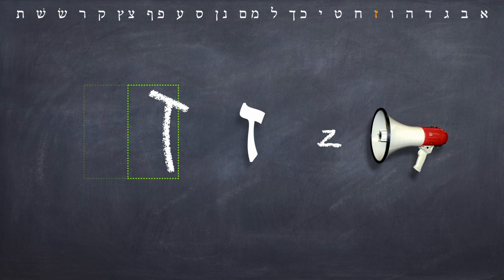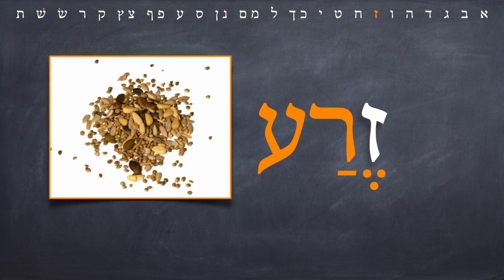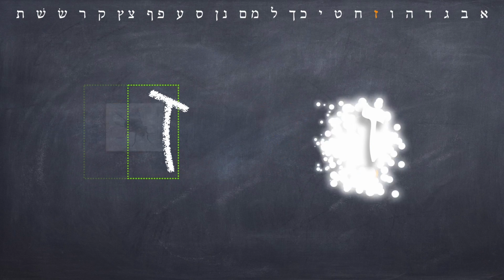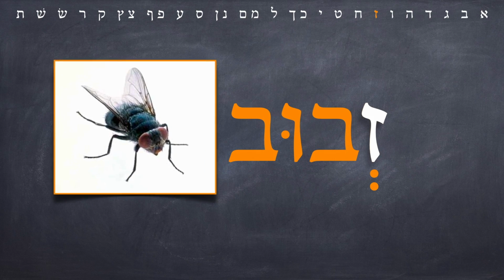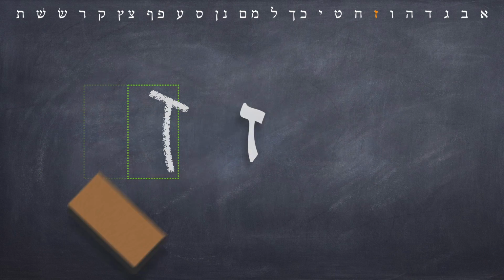Zayin makes the sound Z, as in Zera, or Zevuv. Zayin.